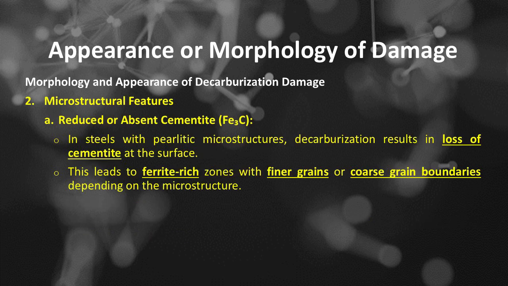Number 2 of morphology and appearance of decarburization damage is microstructural features. Number A, reduced or absent cementite, Fe3C, in steels with pearlitic microstructures. Decarburization results in loss of cementite at the surface. This leads to ferrite-rich zones with finer grains or coarse grain boundaries depending on the microstructure.